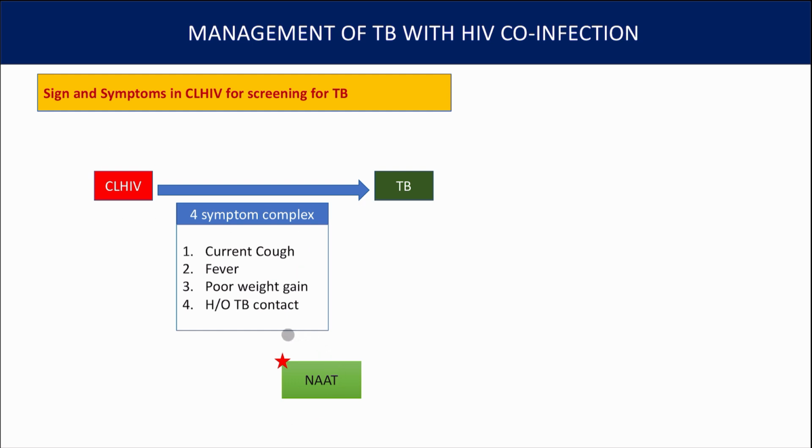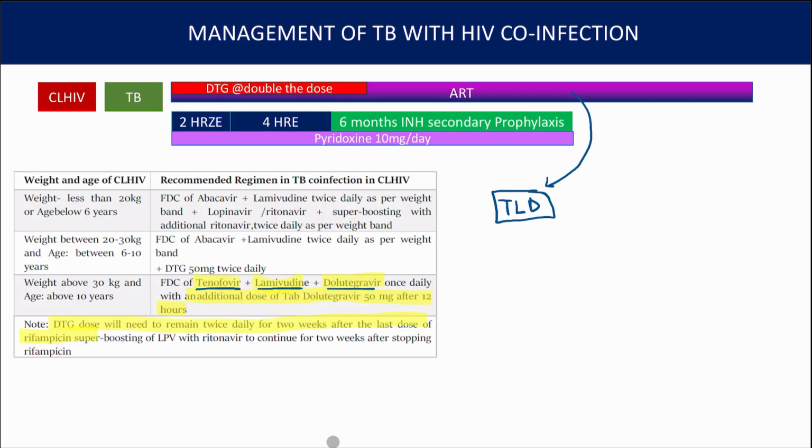And the first investigation here is not chest X-ray. The first investigation here is always NAT, that is nucleic acid amplification test. Okay, suppose in the NAT you find that this is a case of TB. So this is child living with HIV plus TB. What should be the treatment in this case?